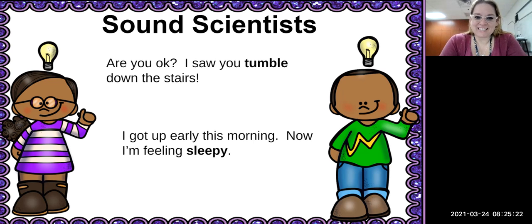Okay, let's look at our second sentence. I got up early this morning. Now I'm feeling sleepy. So we're going to look at the word sleepy and how many syllables are in that word sleepy. Good, we have sleepy, sleepy. So we have 2 syllables, and the syllables are sleep, y.